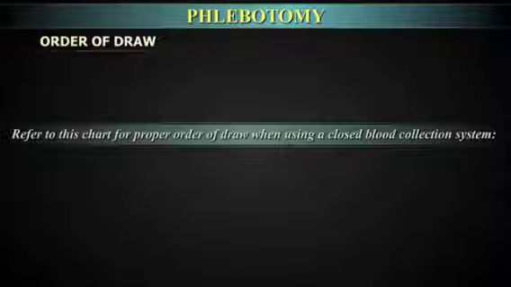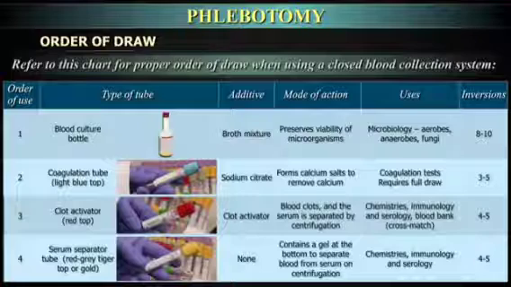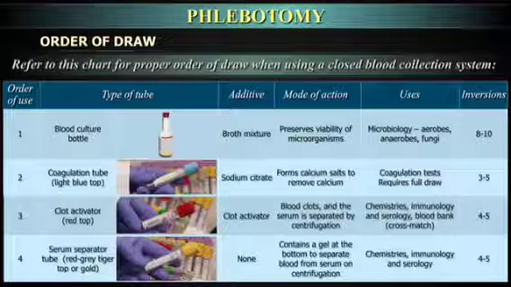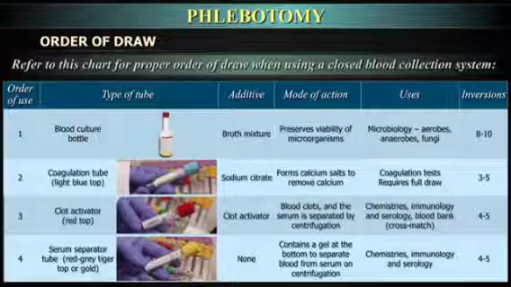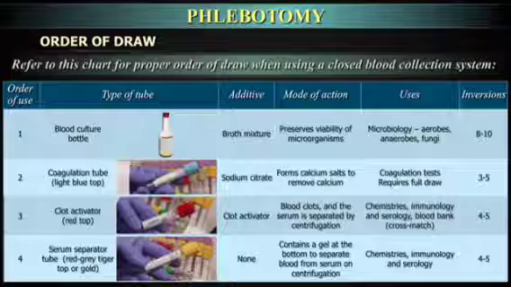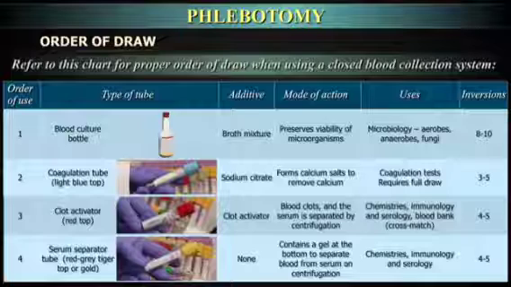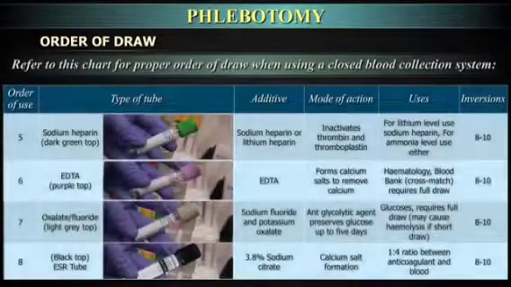Order of draw. Refer to this chart for proper order of draw when using a closed blood collection system. The first to be collected is the blood culture bottle and should be inverted 8 to 10 times. Second is the coagulation tube with sodium citrate to be inverted 3 to 5 times. Third is the clot activator to be inverted 4 to 5 times. Fourth is the serum separator tube with no additive.